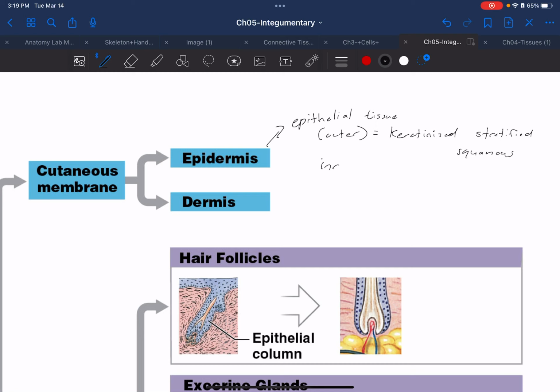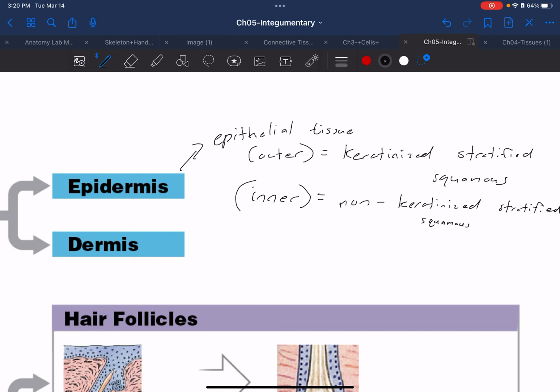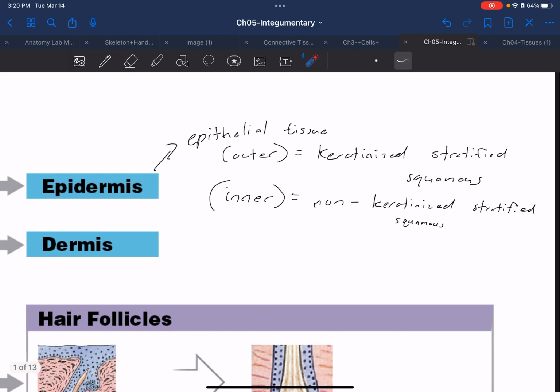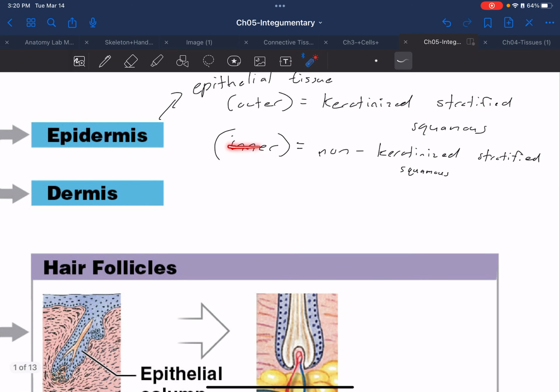And an inner layer, which we defined as non-keratinized. And so when we talk about the epidermis, we are encountering the outer keratinized stratum. Other than that, we do not care about this one. This one is found in the inner body.